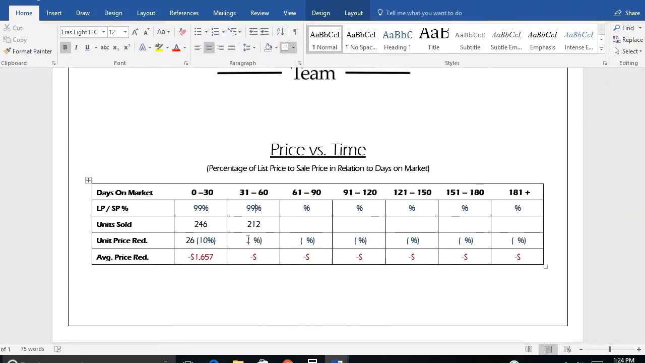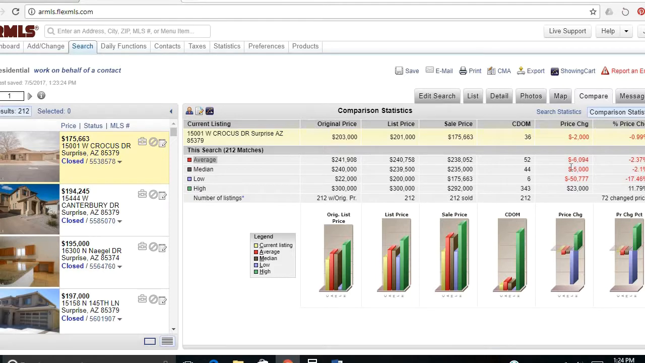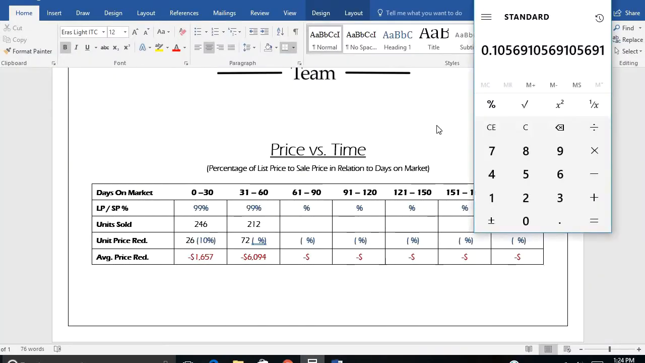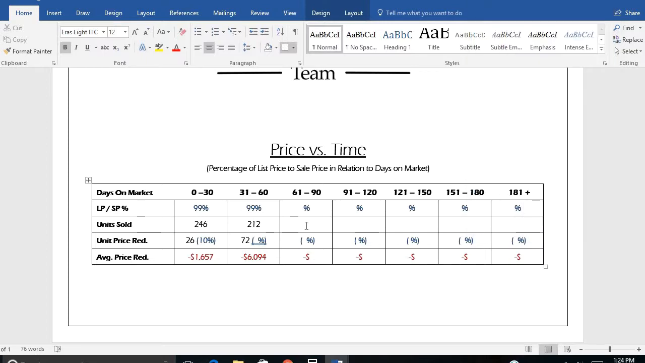So 72. And it was 6,094. Is that right? Yeah. Okay. So 72 divided by 212. 33.9, so 34% had a price reduction. It's a big difference.